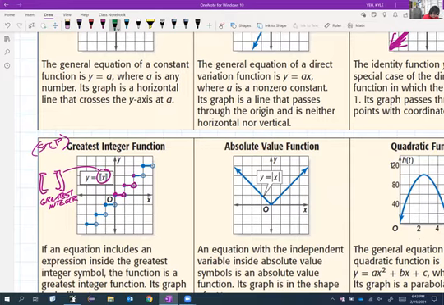Then we go v for value. Absolute value always is in the shape of a v. Sometimes it's an upside down v, or a skinny v, or a super wide v, but it's always in the shape of a v. The equation always has absolute value bars. Y equals absolute value of x is here.